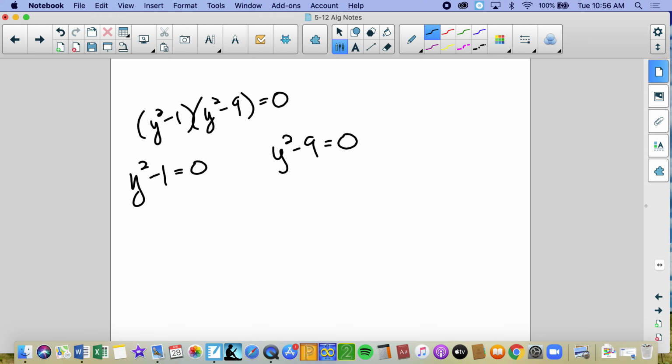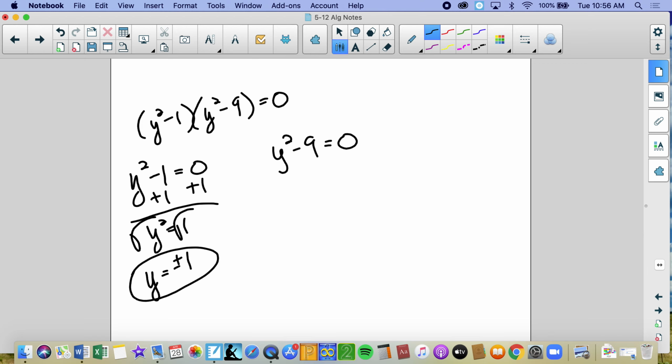Let's isolate the variable. We're going to add 1 to both sides. We get y squared equals 1. y is being squared. What gets rid of a square? A square root. So the square root of y squared equals y. Once we take the square root of a variable being squared, we have to institute plus or minus. The square root of 1 is 1. So we get y equals plus or minus 1.